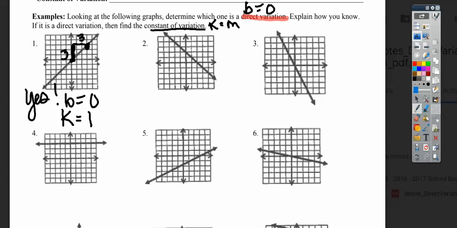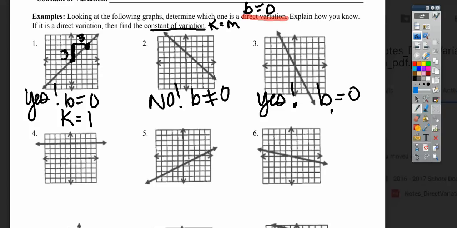Look at number 2. Is that a direct variation? No. How do I know? B does not equal 0. Because it's not a direct variation, I do not have to find k. If I look at number 3, is it a direct variation? Yes. How do I know? B equals 0. So now I have to find k. Pick two pretty points. Rise over run. 1, 2, 3, 4, negative 2. 4 divided by negative 2, k equals negative 2.